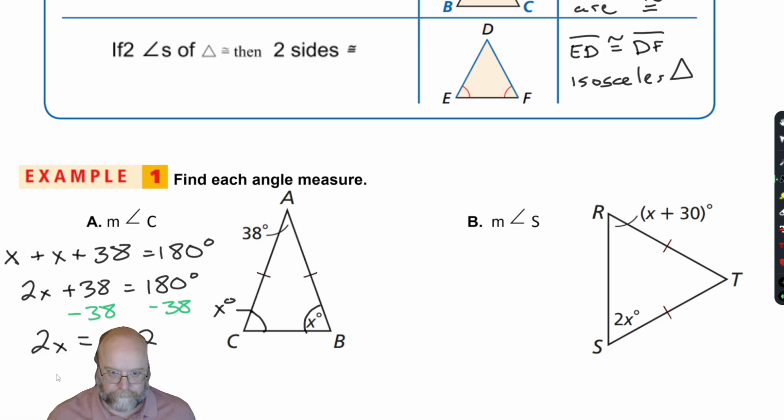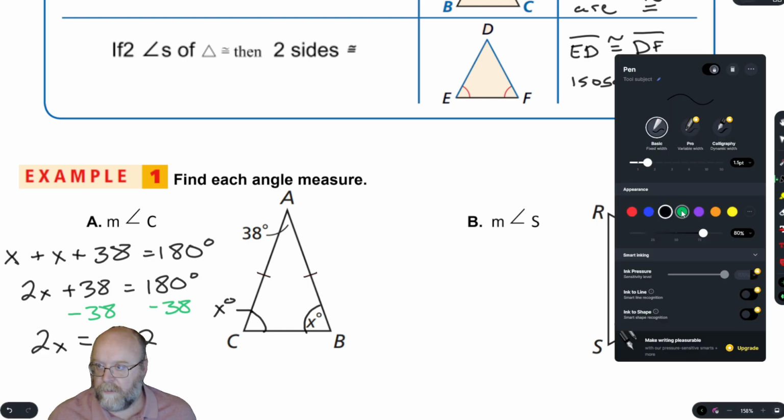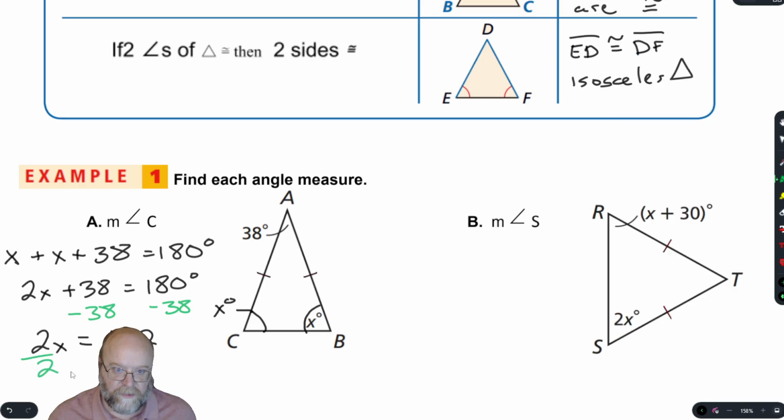All right. So that's what we ended up with. We subtracted the 38. Now we're going to divide by 2.